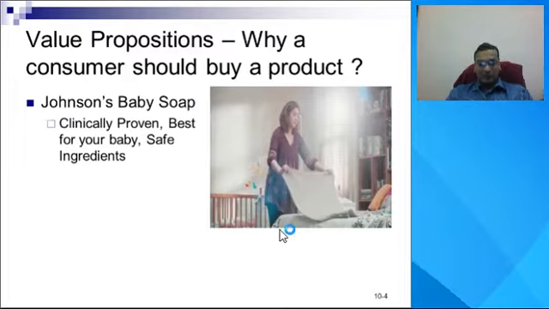So when you start the activities concerning positioning, a brand owner should have a very clear idea about what is the value proposition that it is offering to the consumer. So once you have that clarity, you will be able to communicate your positioning in a very effective manner.